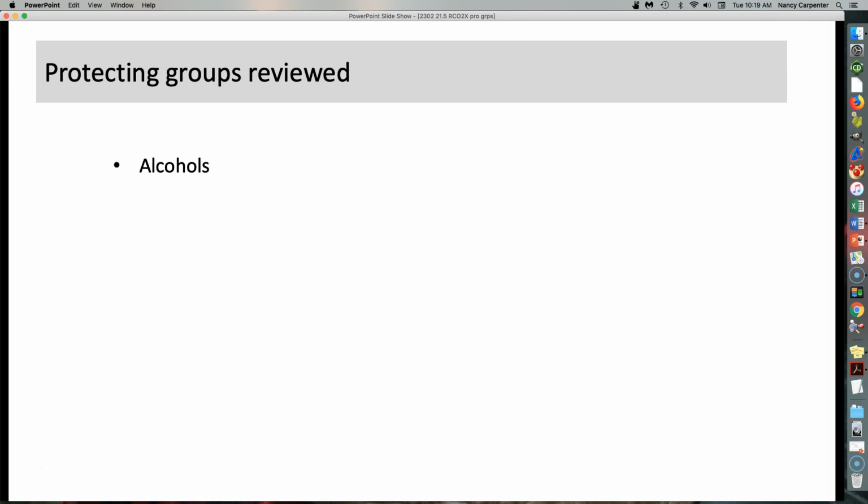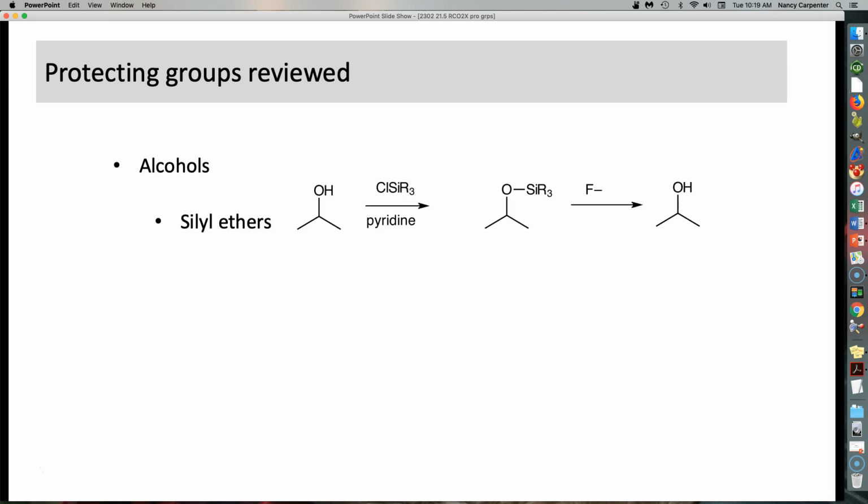Review. We know how to protect alcohols to take care of that darn pesky acidic hydrogen, which is going to interfere. For example, if I'm trying to make a Grignard, I can't have that acidic hydrogen there. So by making a silyl ether, since the oxygen-silicon bond is so strong, that's an easy to put on and an easy to take off protecting group, because the fluoride silicon bond is even stronger than the fluoride oxygen bond.